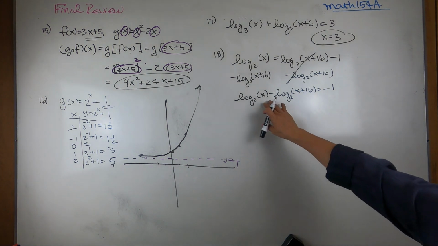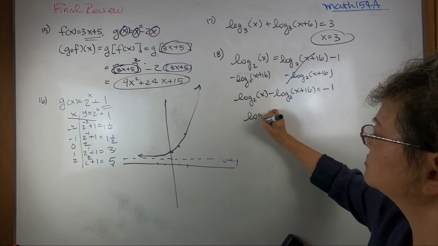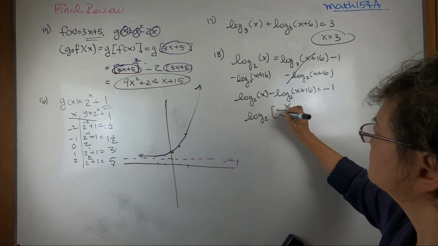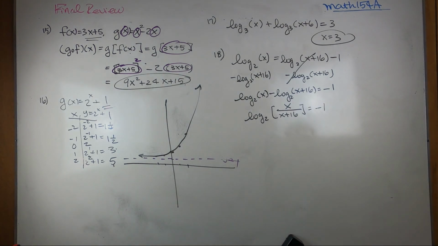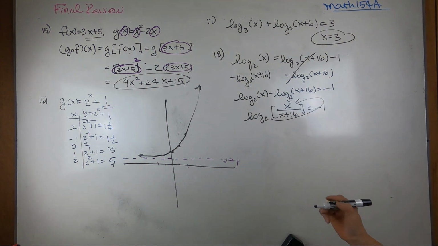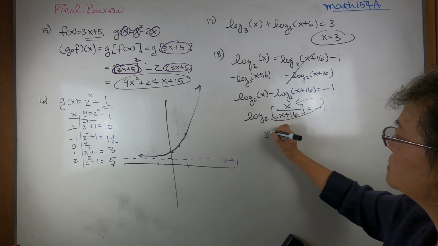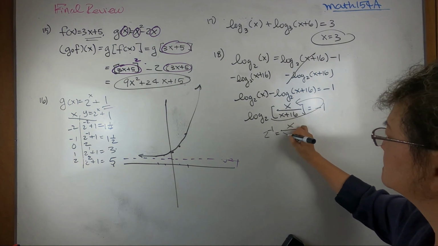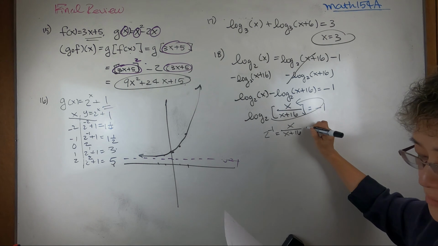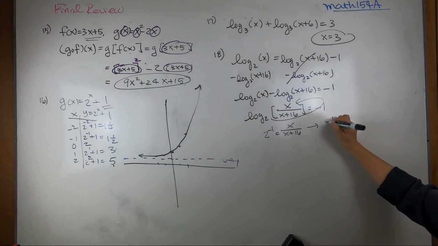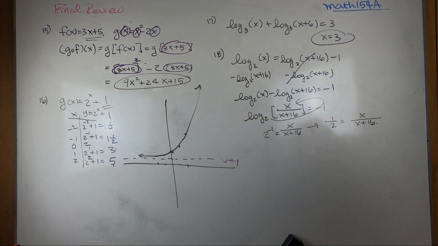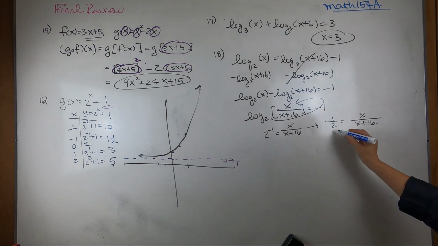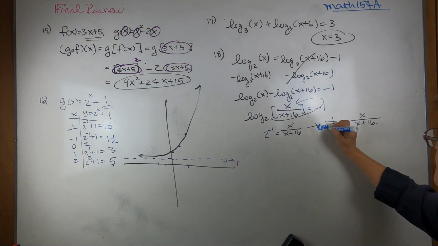Okay? So then subtract means what? You divide. Now it's similar to the one we practiced earlier, right? For the log, you rewrite it as an exponential equation. 2 to the -1 equals this, right? That means what? You have half equals the quantity over x plus 16. Then how do we solve that?